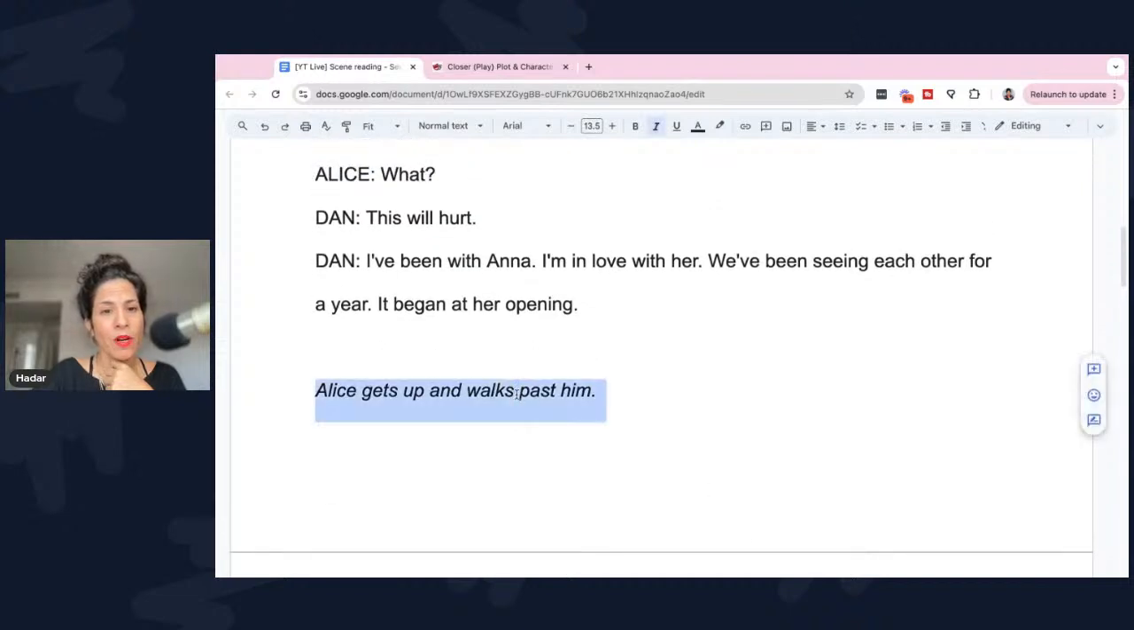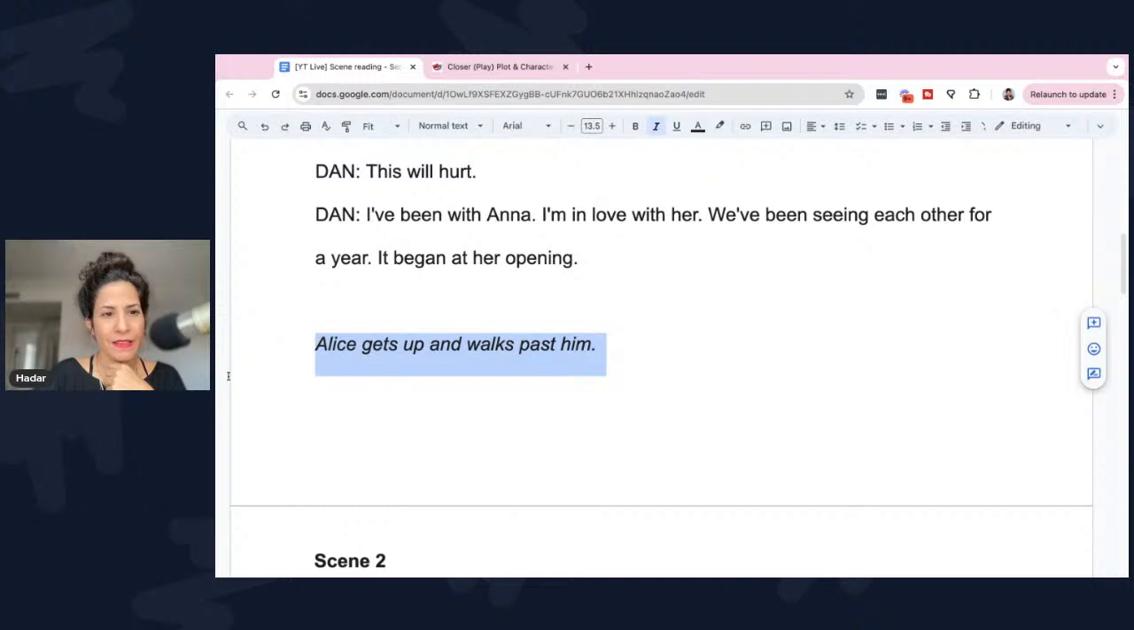Alice gets up and walks past him. That's the end of the scene.